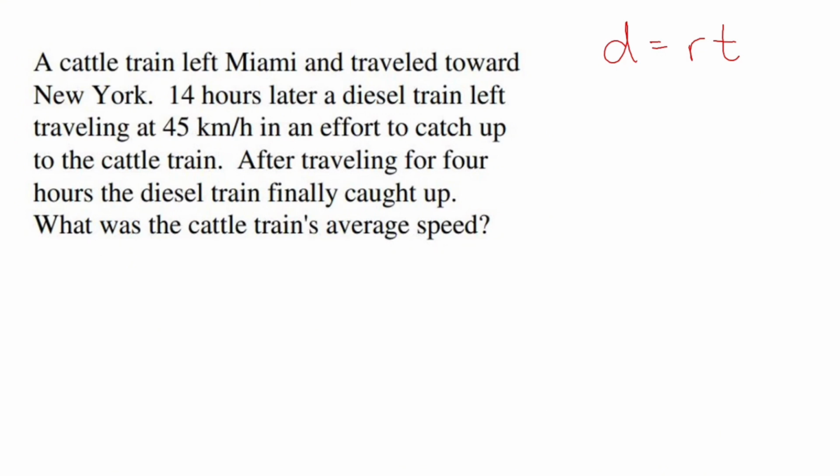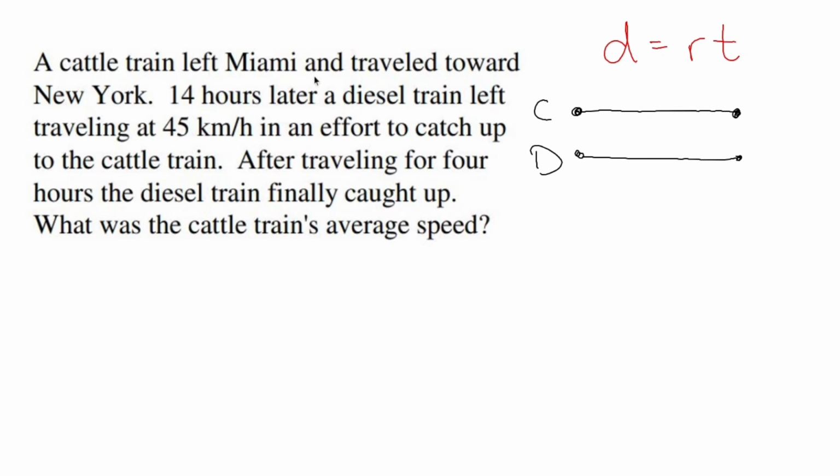So this is what we're looking at, okay? We're looking at two different things, but what we also have is the fact that they're both the same distance. I don't care about Miami and New York. That doesn't matter. What happens is you have the cattle train, so we'll put C, and it travels, okay? Now, we also have the diesel train. Boom, boom. Now they both have the same distance. So what I need to do is figure out the rate for each and the time for each.